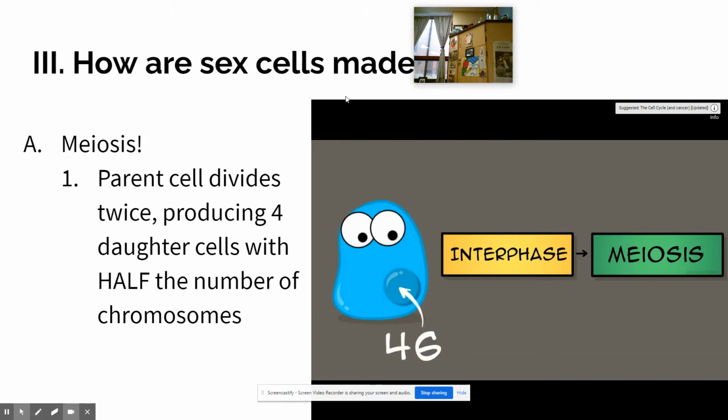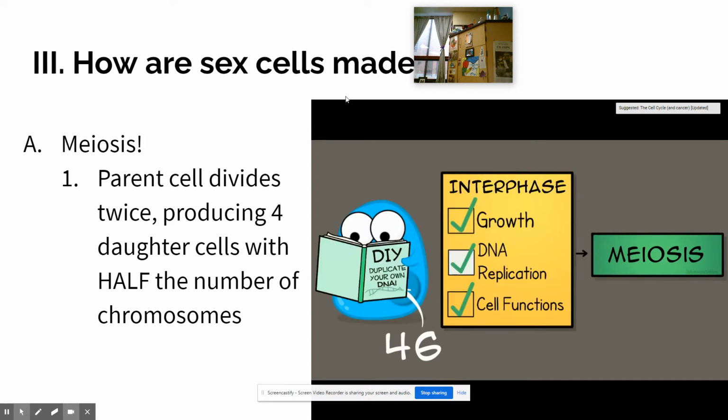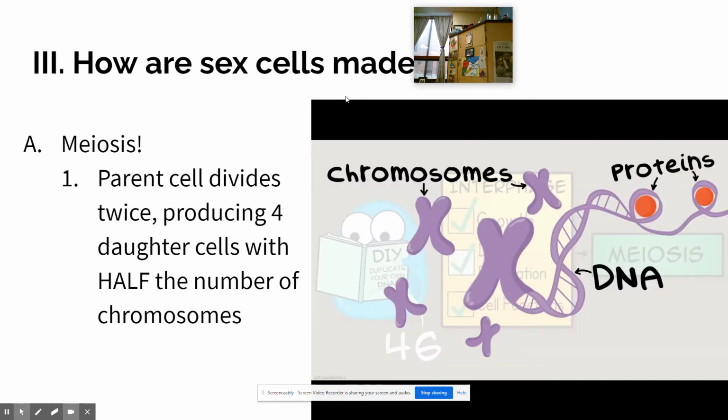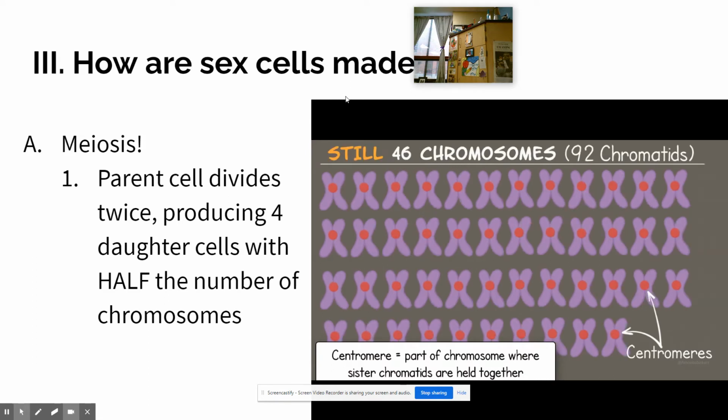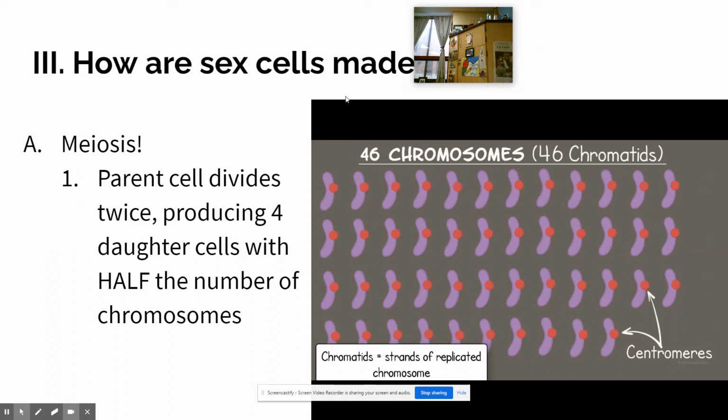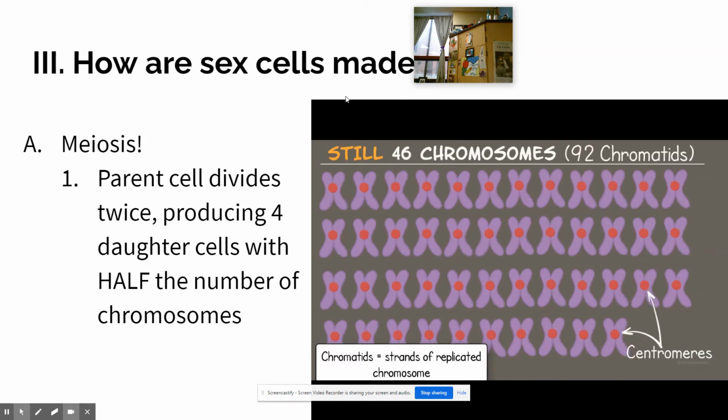So the starting cell has 46 chromosomes, and you have to duplicate those chromosomes in interphase before meiosis starts. That basically means you are duplicating your DNA, since chromosomes are made of DNA and protein. Ready for the tricky part? Well, because we tend to count chromosomes by the number of centromeres present, when the 46 chromosomes duplicate, we still say there are 46 chromosomes, because the sister chromatids are still attached, and we are actually counting by centromeres. So 46 chromosomes here, they replicate in interphase, and you still have 46 chromosomes in this picture. But you went from 46 to 92 chromatids.